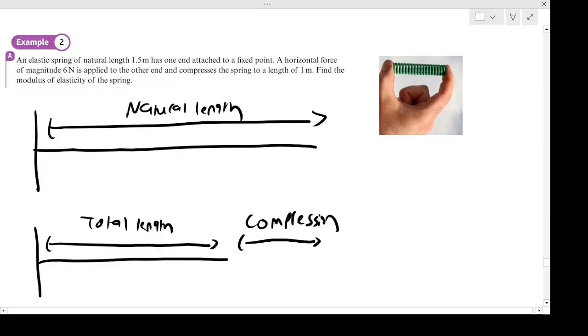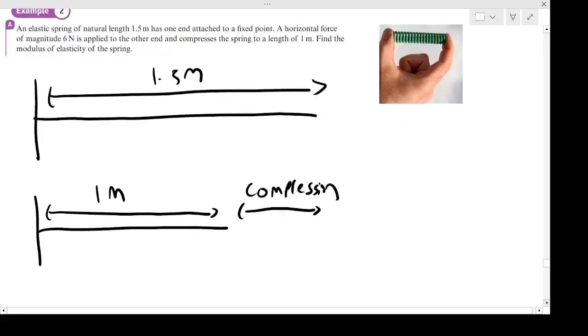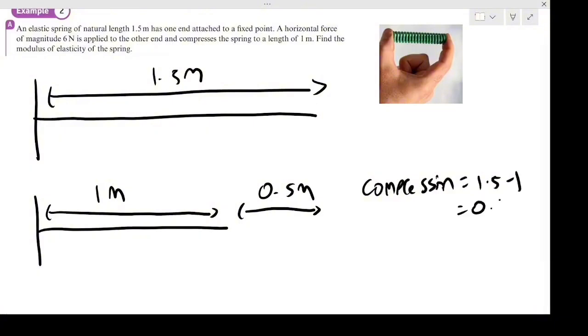Right. So firstly, I know the natural length is 1.5, so the original length is 1.5. I'm also told it compresses to 1 meter, so the total length afterwards is 1 meter. That's how much of the spring is left. Hopefully then you can spot how much has been compressed: it's going to be 0.5 meters, because 1.5 take away 1 is 0.5. So I'll add that on. The compression is 1.5 take away 1, which is 0.5.